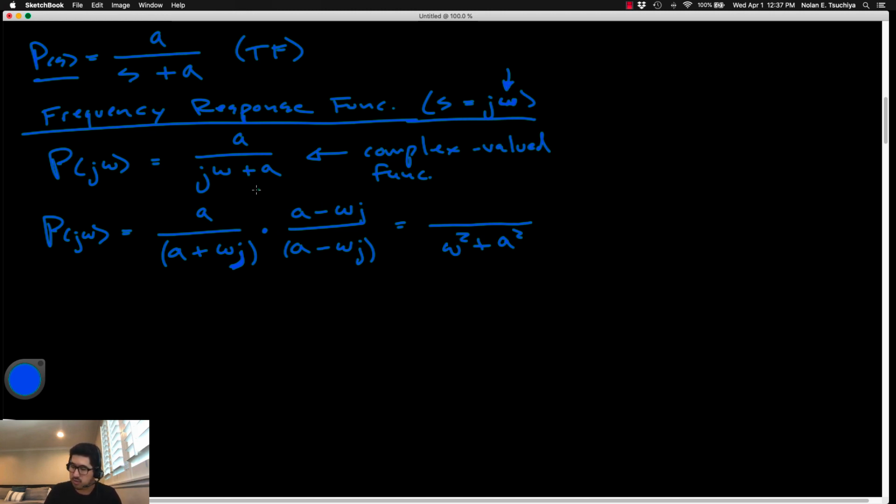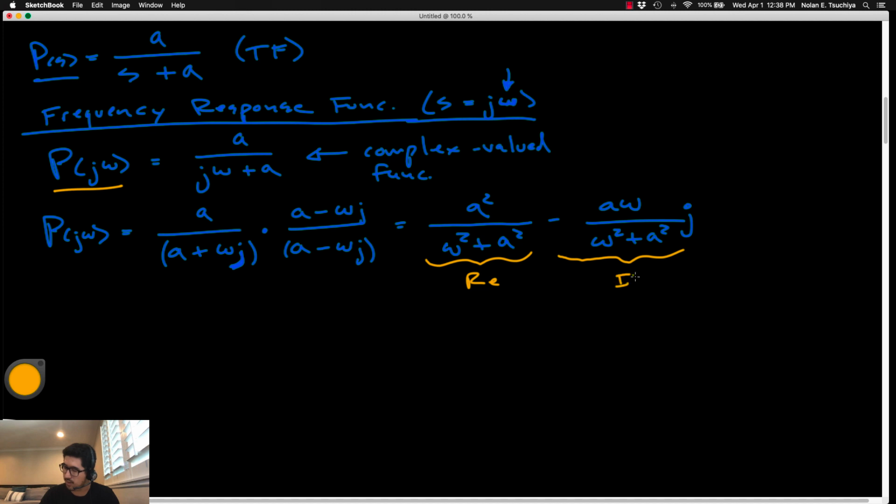What's left to do is to expand out the numerator. I've got a squared, and then I have a minus a omega j, over the same denominator. What I've done here is express the complex valued frequency response function as a real component plus an imaginary component. Being able to do this is very important, and it's going to come in handy very often throughout this semester. Fundamentally, it comes down to first deriving the frequency response function, and then conjugating the denominator so that you can split it up into real plus imaginary components.